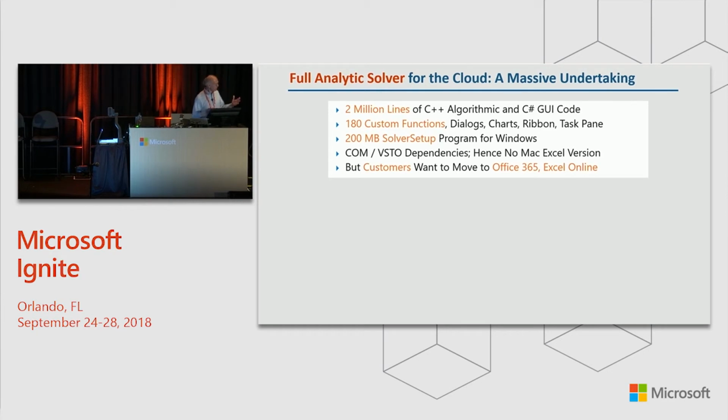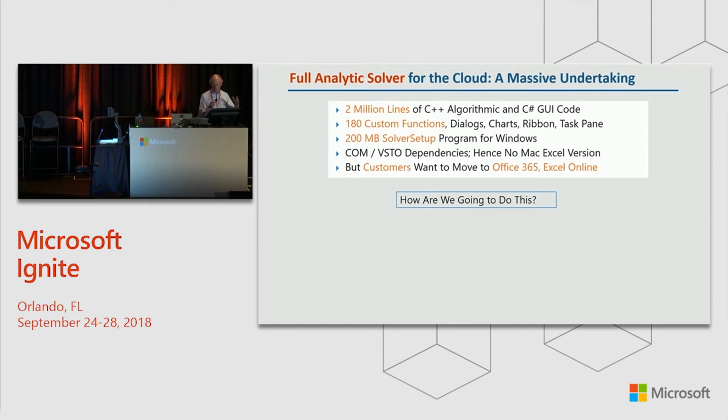So back to us, we have this very large piece of software with a lot of dependencies on COM and VSTO and so on. But customers want to move to Office 365. We actually have, as you saw earlier, more than 500,000 people who have downloaded or installed those free add-ins from AppSource. So how are we going to do this?